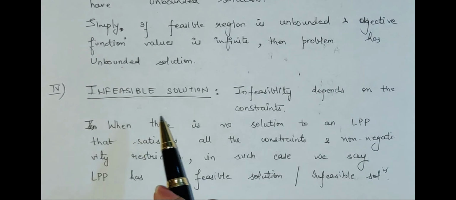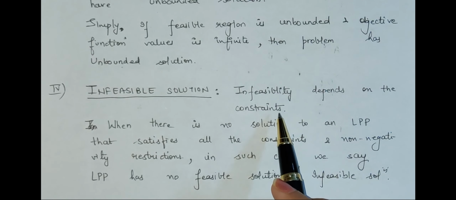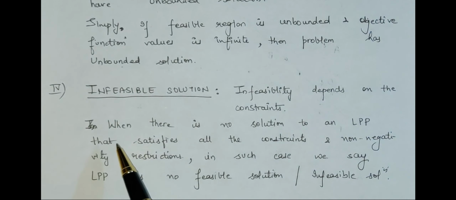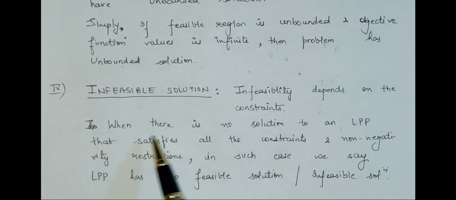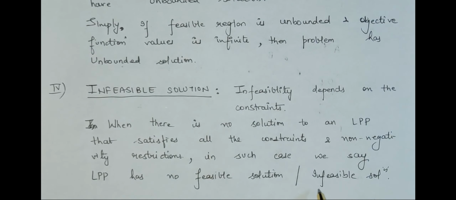So this is my definition of infeasible solution. In LPP we have an objective function and constraints, so infeasibility majorly depends on constraints only. When there is no solution to an LPP that satisfies all the constraints and simultaneously the non-negativity restrictions, this is very important. In such a case we say that the LPP has no feasible solution, or it has an infeasible solution. I hope this definition is clear to you. Now we will see one example for unbounded and infeasible using the graphical method.